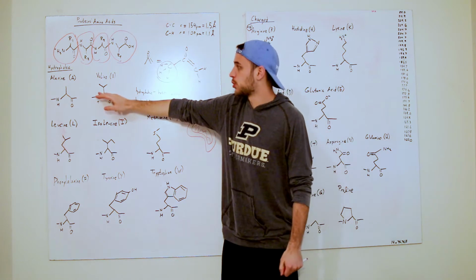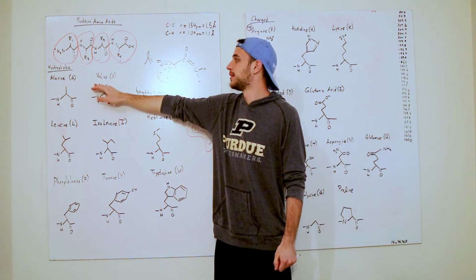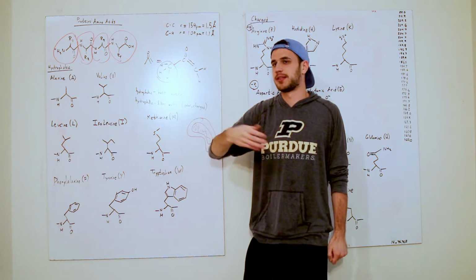Then you have valine, which has 2 methyls attached by methylene. Methylene is CH2.